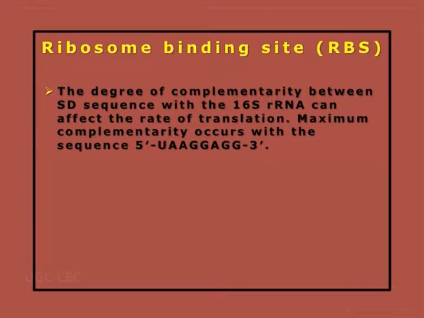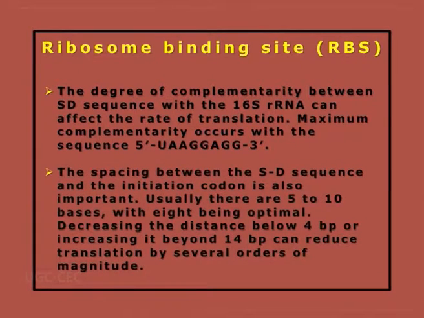What happens with the ribosome binding site? The Shine-Dalgarno sequence forms hydrogen bonds with the 16S rRNA component of the ribosome, and it actually facilitates the translation initiation process. Another point to be noted is that the spacing between the Shine-Dalgarno sequence and the initiation codon is also important.